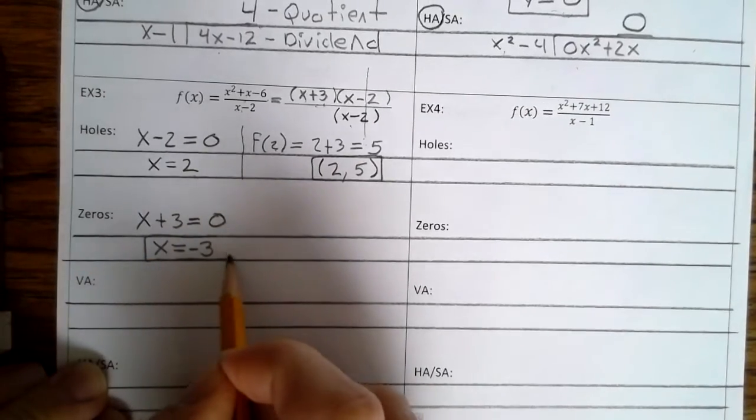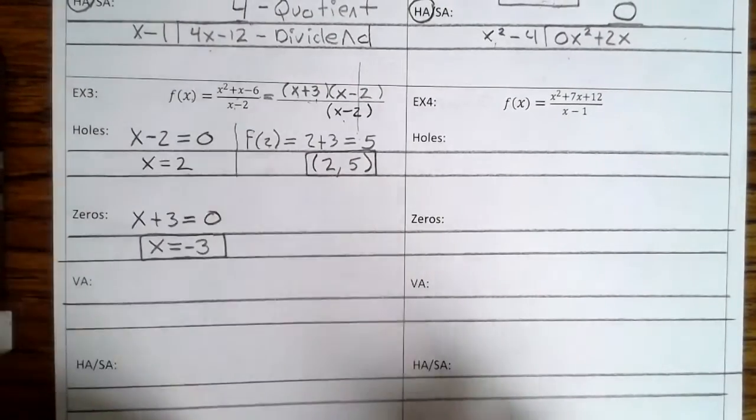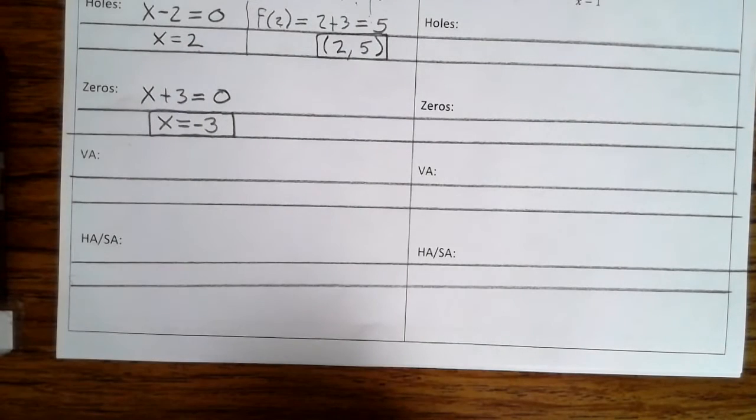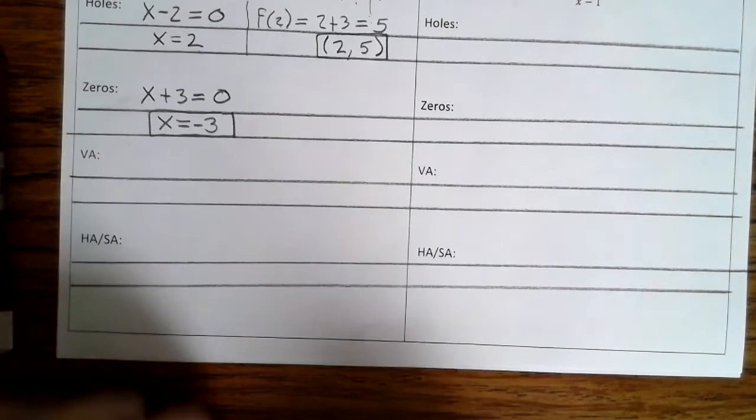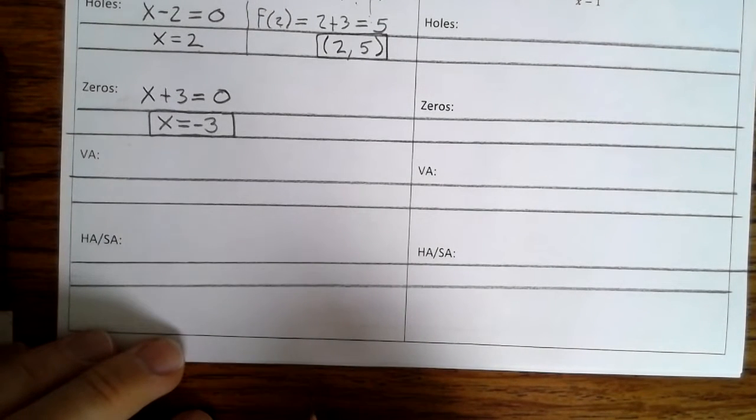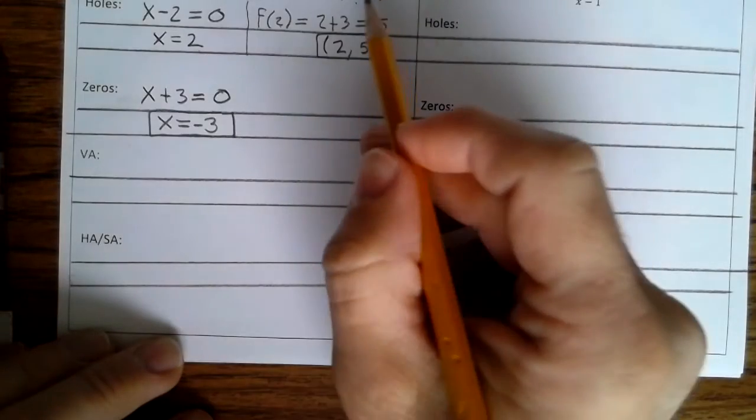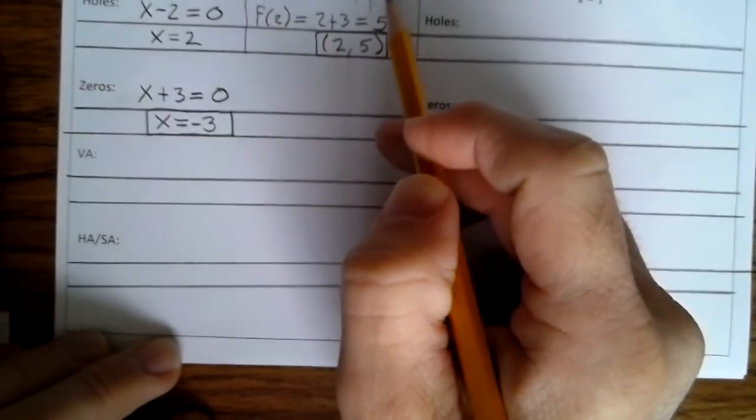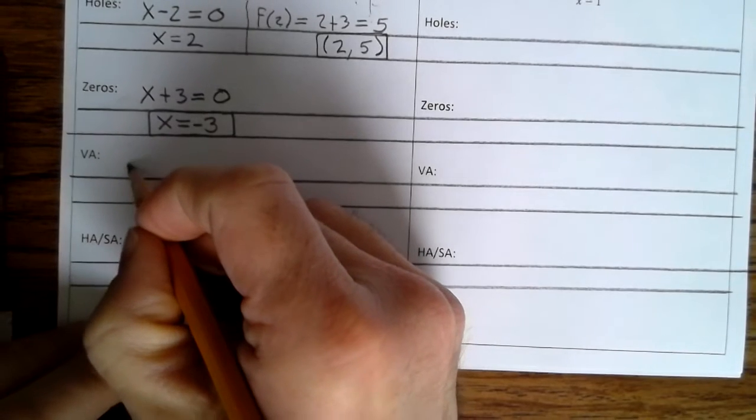All right. Now, the vertical asymptote is when we set the denominator equal to 0. Well, here's the problem. There is no denominator because this divided becomes 1, so there are no vertical asymptotes.